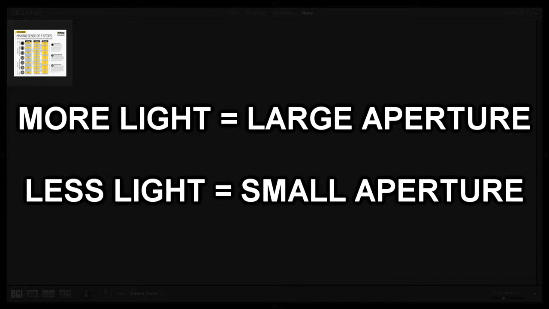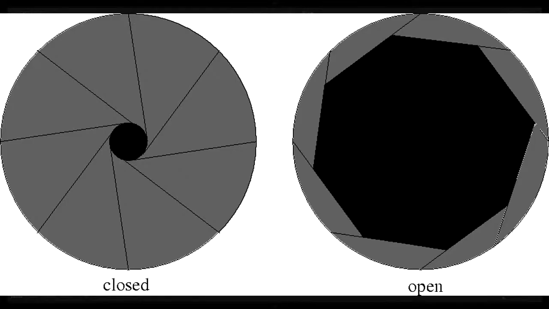To put it more simply, if you want more light in your picture, you use a large aperture. If you want less light, you use a small aperture, because the smaller the hole is, the less light. The bigger the hole is, the more light. Now, your aperture is measured in something called f-stops.